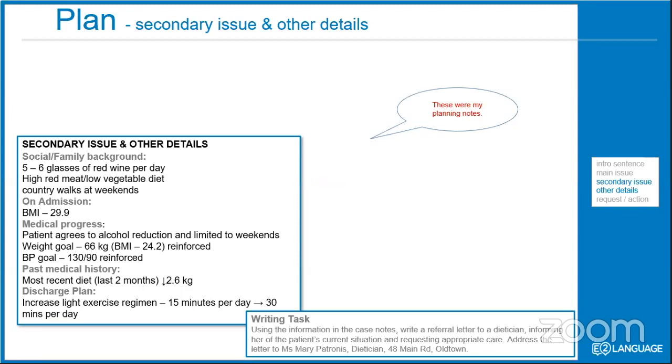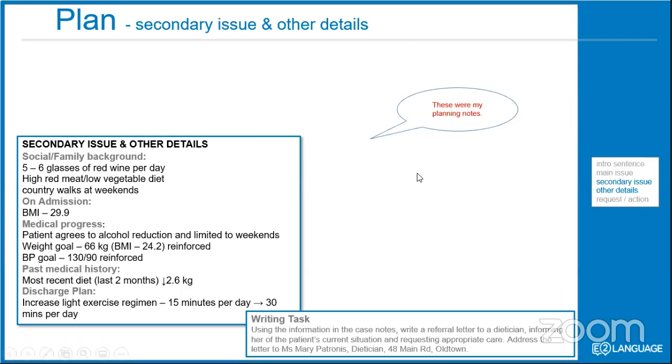On admission, BMI 29.9, so that's elevated. Medical progress, patient agrees to alcohol reduction and limited to weekends. Weight goal, 66 kilos, BMI 24.2 reinforced. Blood pressure goal, 130 over 90 reinforced. Past medical history, most recent diet, last 2 months, lost 2.6 kilos. Discharge plan, increase light exercise regimen, 50 minutes per day to 30 minutes per day.